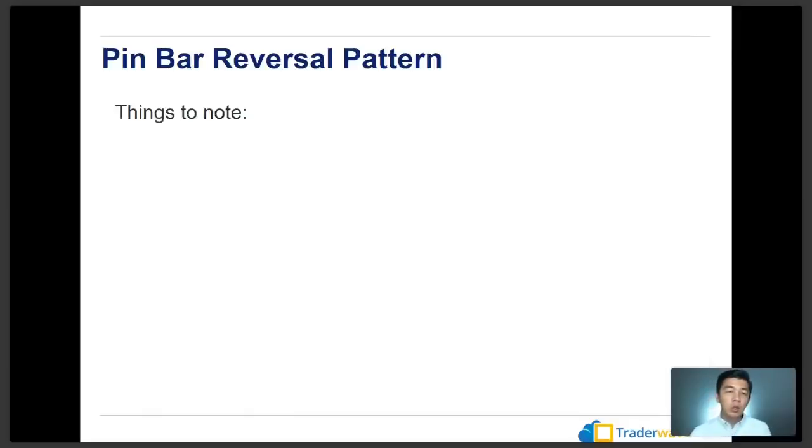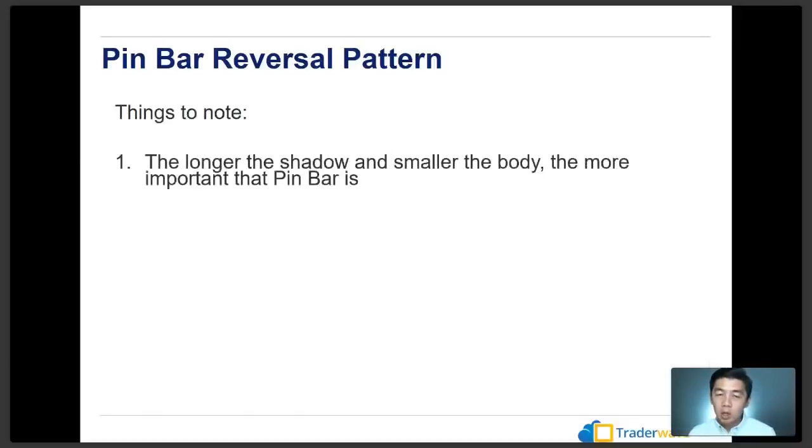So a few things to note when you are applying the pin bar reversal pattern. Firstly, the longer the shadow and the smaller the body, the more significant that pin bar is. So next time when you see a candle and you're not sure whether it is a pin bar or not, then most likely it is not, if it has quite a big body and a short shadow. When a pin bar is very obvious, it will jump out at you because you will see a very long shadow and a very small body. That's when you need to take note, because when you see a pin bar appearing, you need to watch out for the next day's closing price.